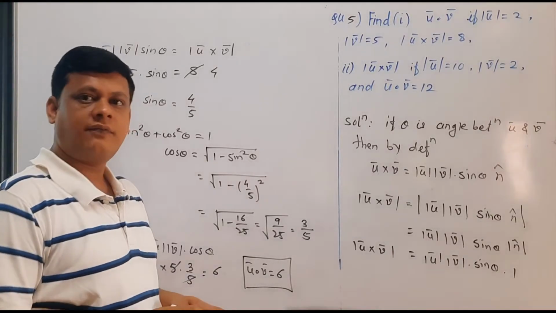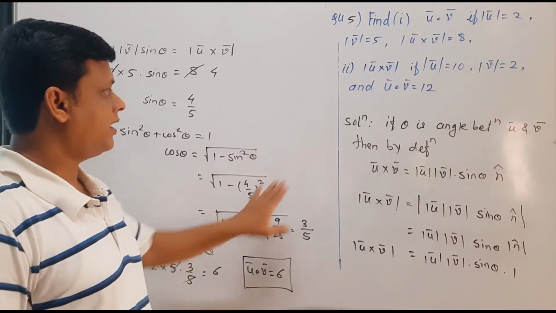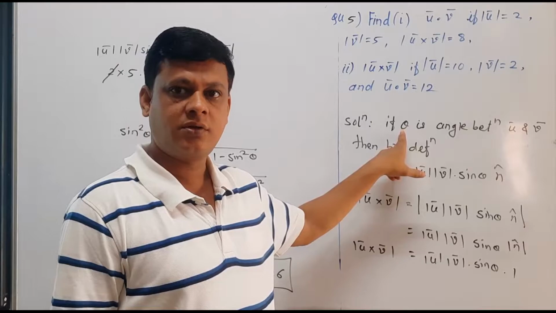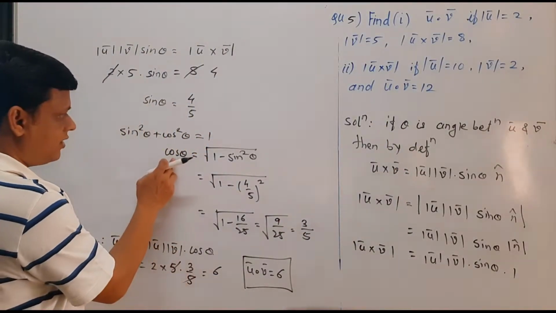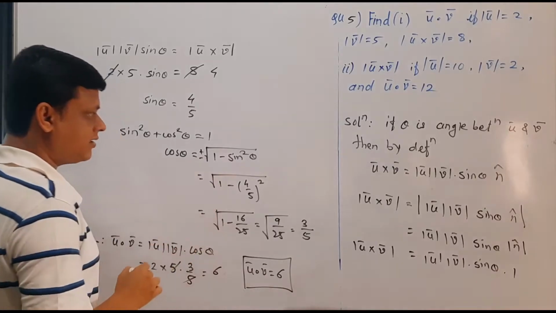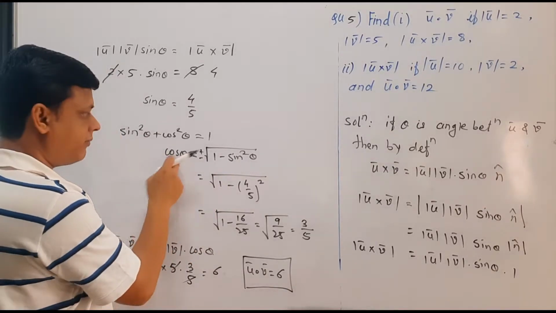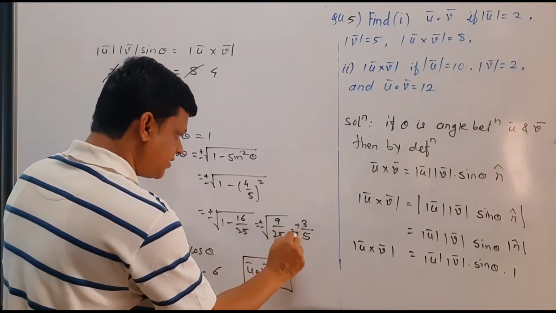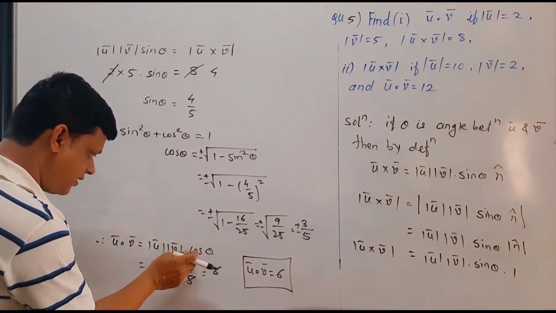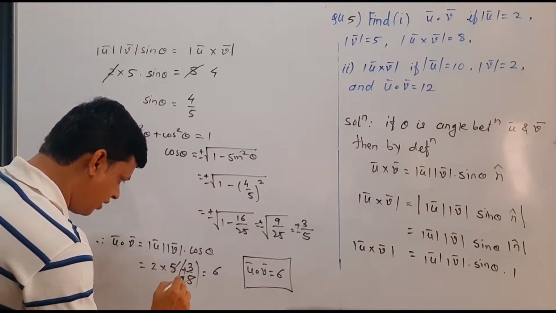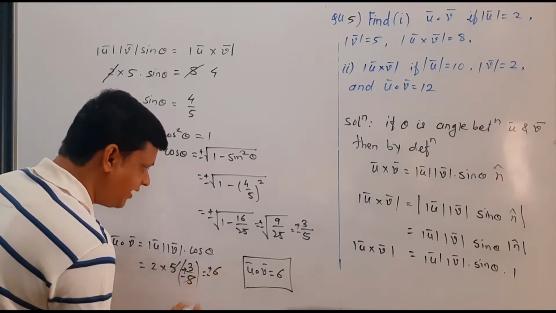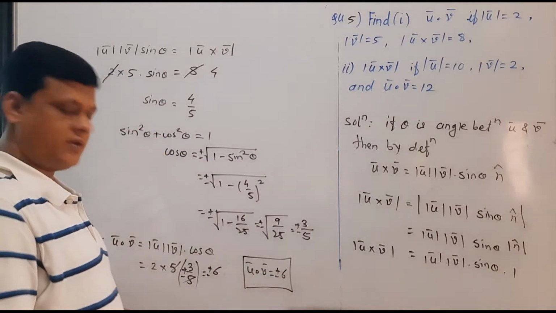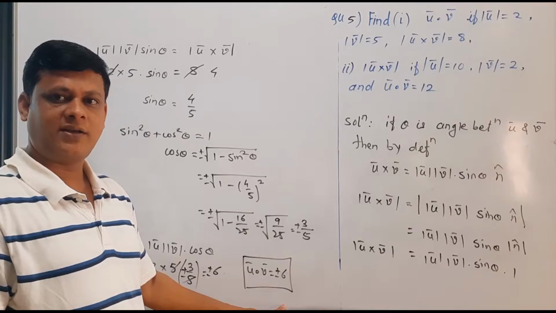While writing the final answer, we have to remember one concept here. Theta is either acute or obtuse. So we write cos theta equals plus or minus, because when we take a square root we always write plus or minus. Here also we have to write plus or minus, and in this step also we write in brackets plus or minus. That means in the final answer we require plus or minus 6. So you can write this as u bar dot v bar equals plus or minus 6.